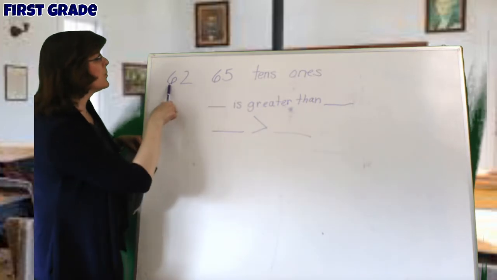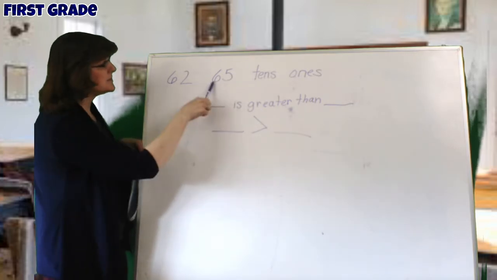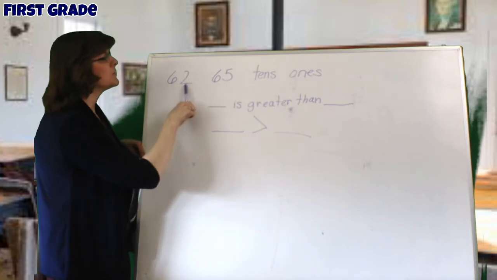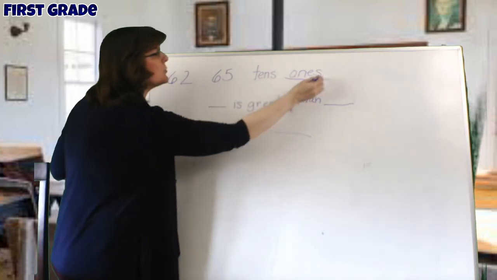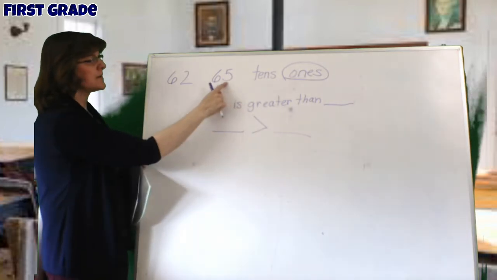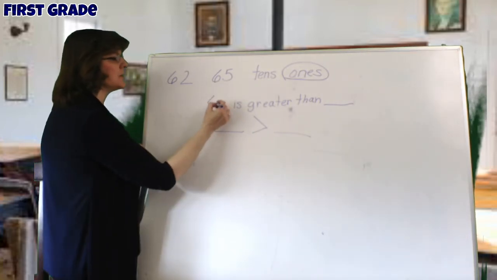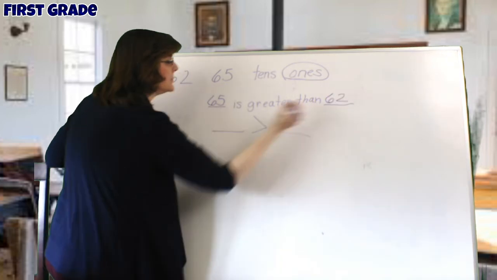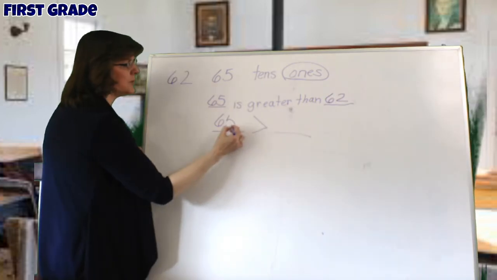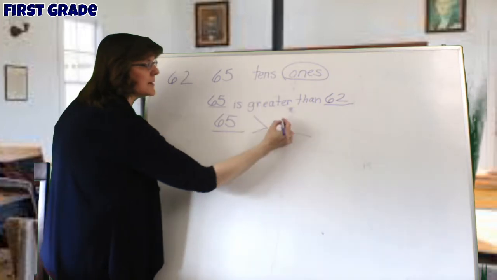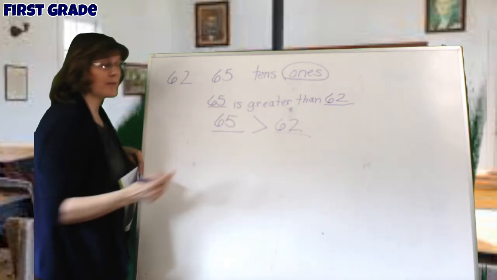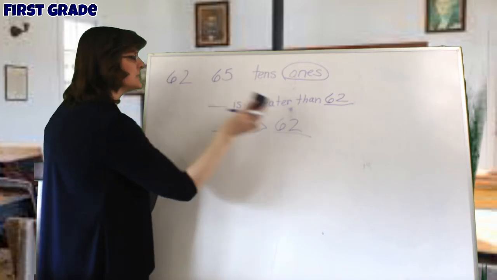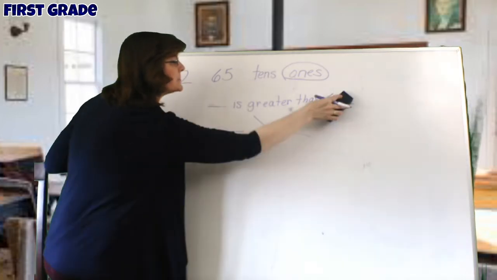Let's look. Well, first we always check the tens, and the tens are the same. So now we have to look at the ones. We have a 2 and we have a 5. We're looking at the ones. The 5 is definitely more than the 2. So we say 65 is greater than 62. We put the bigger number where the mouth is going to eat it, and the smaller number on the other side. So now let's just erase these parts, and we can do the same thing with the other numbers.